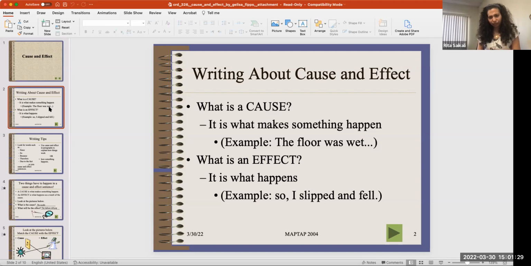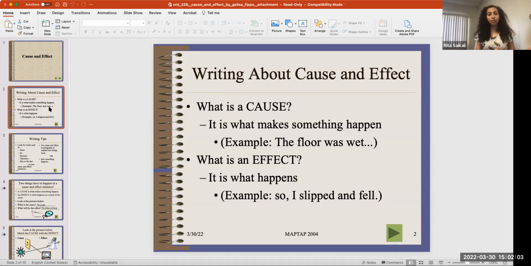All right. So what is a cause? Well, it is what makes something happen. For example, the floor was wet. Okay, so that's that. What is an effect? It is what happened or what happens, right? So I slipped and fell. What caused me to fall? The wet floor. What happened because of the wet floor? What affected me? I slipped and fell. What was the effect or the result? I slipped and fell. Cool?